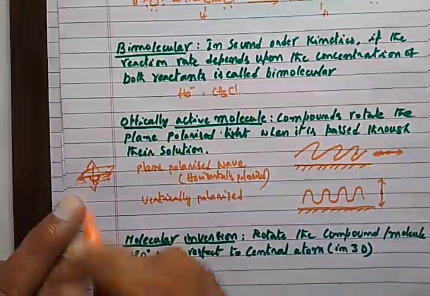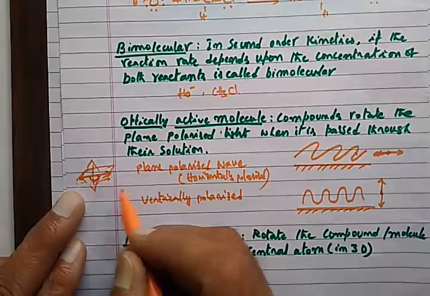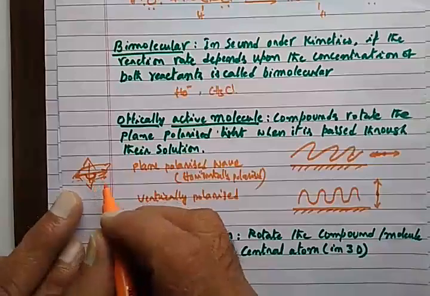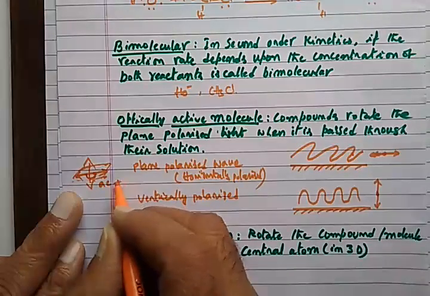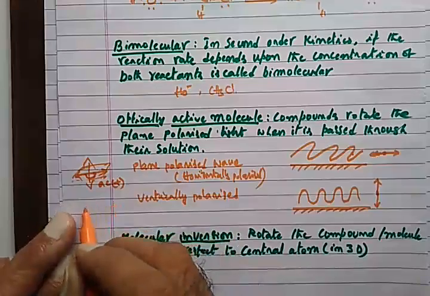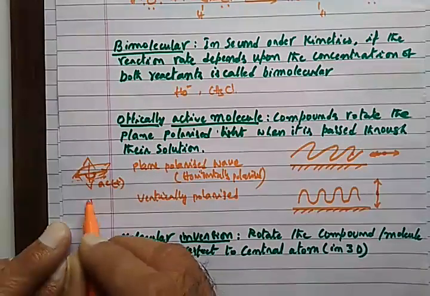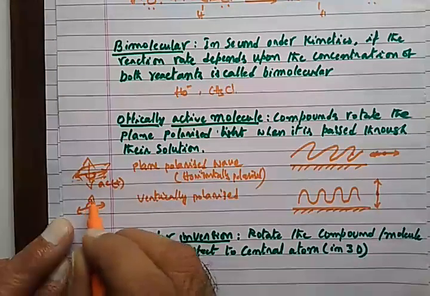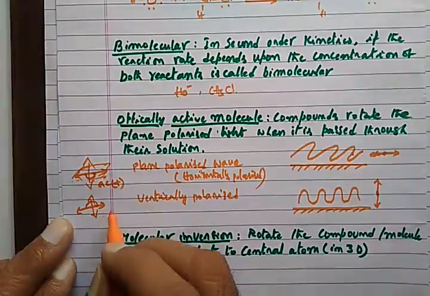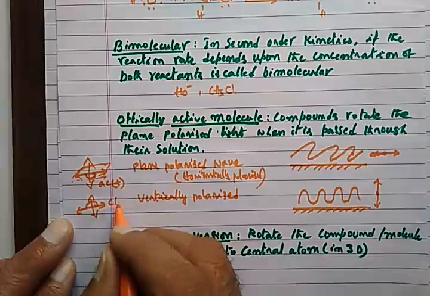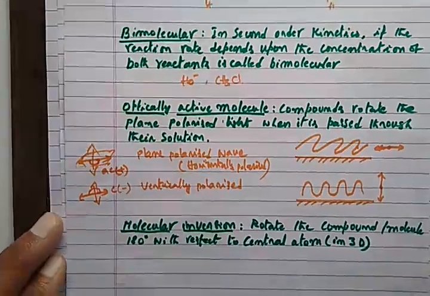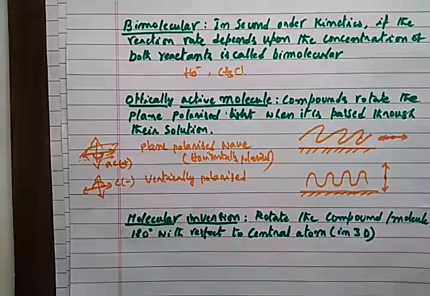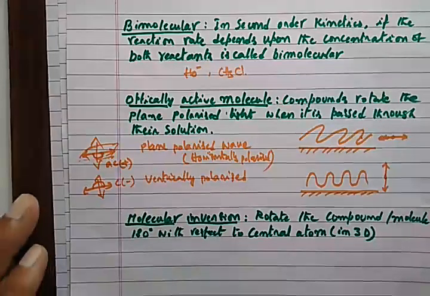If you rotate that way, anti-clockwise, a positive sign is given. If you rotate clockwise, from this way to this way, then clockwise is given a negative sign. So it can rotate 180 degrees in either way. So this is an optically active molecule.